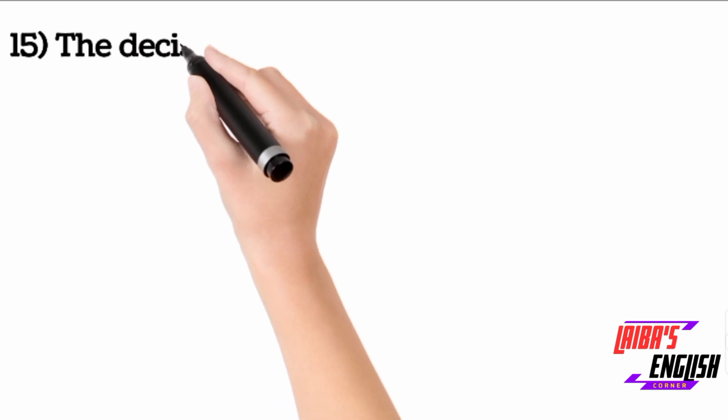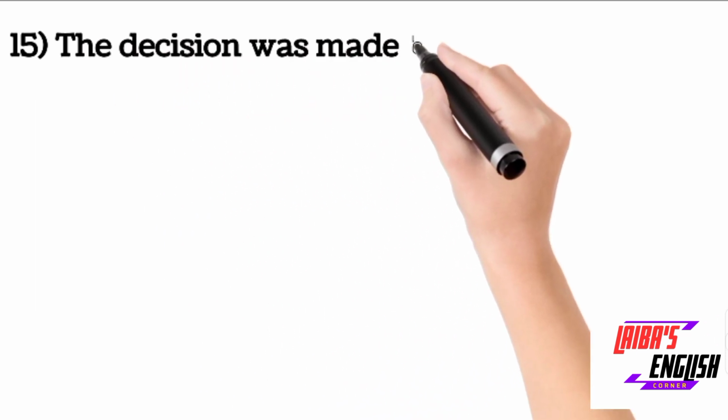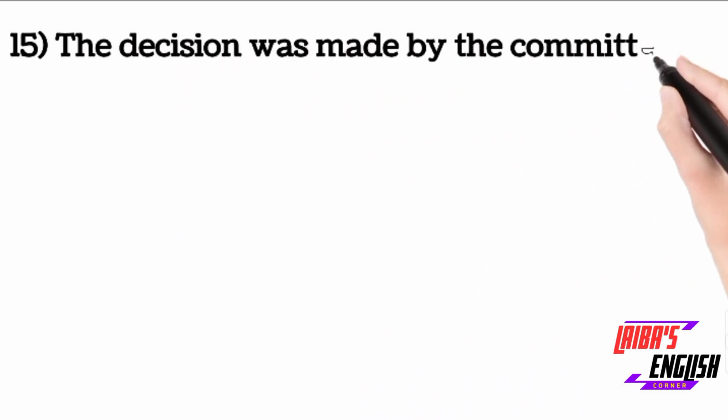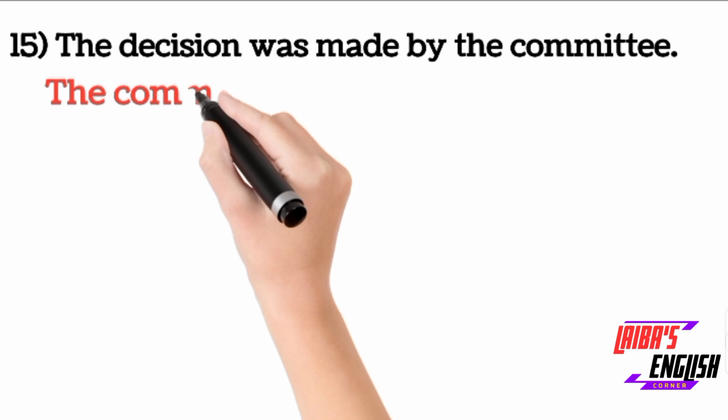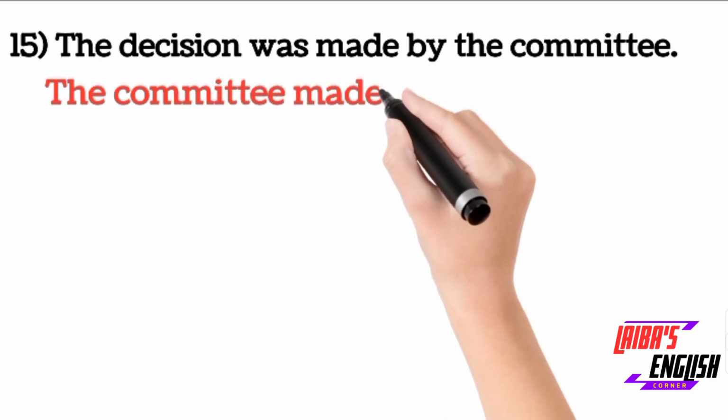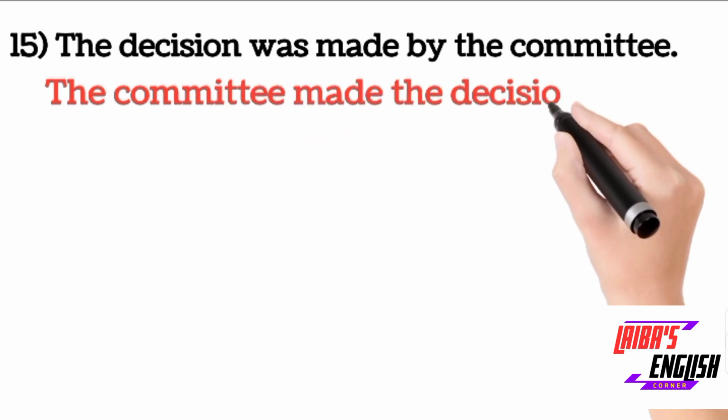15th example is, the decision was made by the committee. Remove was, remove by. The committee will come in the place of subject. So the sentence will be, the committee made the decision.